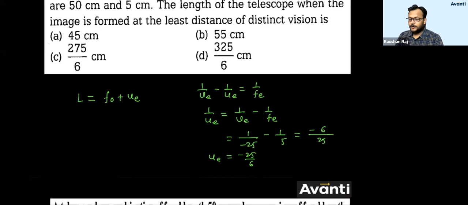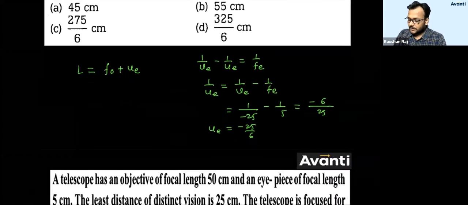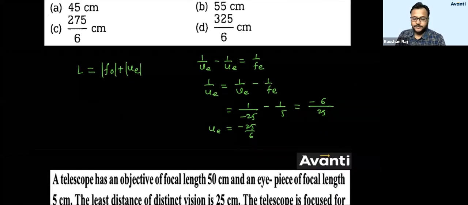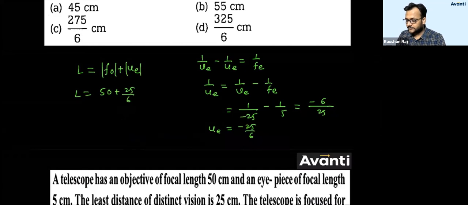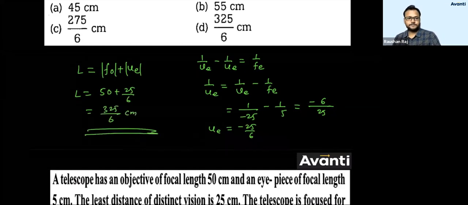Since we are talking about length of the tube, so we always talk about the modulus only. Distance की बात करते हैं. So L will be equal to 50 plus 25 by 6. So answer will be 325 by 6 centimeter. This is the answer. Got it, guys?